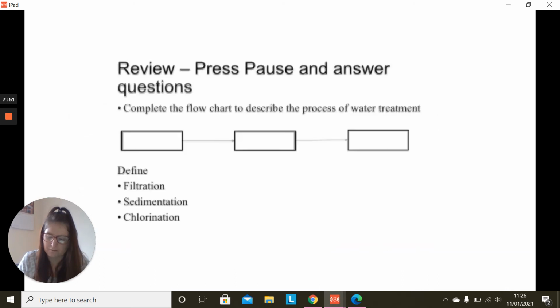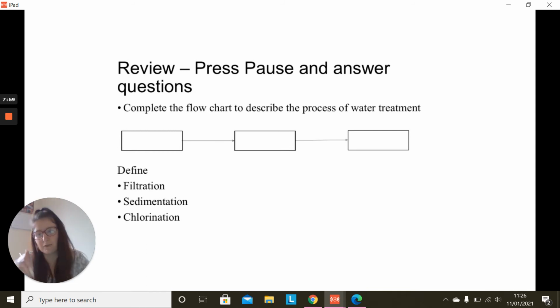Right, very quickly then, if you press pause, complete the flow chart to describe the process of water treatment. Nice and simple. You've got to put it into the correct order and then define the 3 processes for me. So you can press pause and then we can go through that in a second. Okay, so let's just go through the answers. I know it's on the previous slide for you.